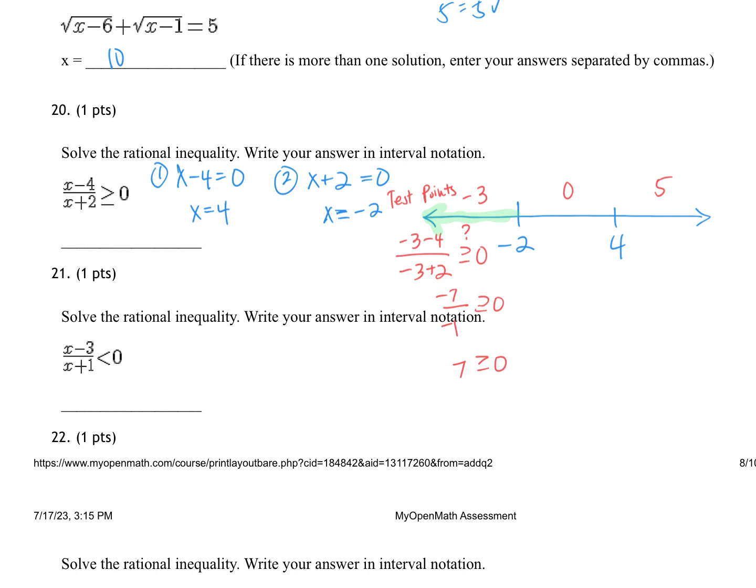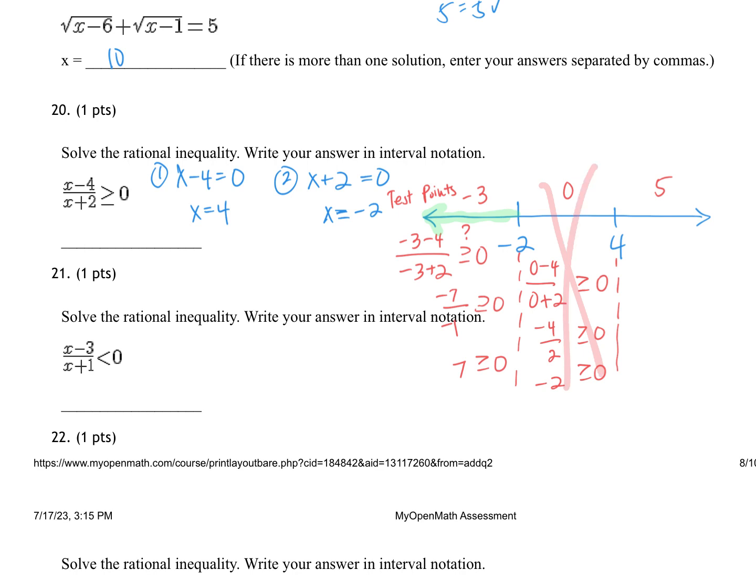All right, now I'm going to check my next interval where I'm plugging in 0 for x. So 0 minus 4 over 0 plus 2, and I want to know, is that bigger than or equal to 0? So this is -4 over 2, which is -2. So is -2 greater than or equal to 0? No, it's not. So since that's false, the red is not included. It looks like I highlighted it. This is not included.